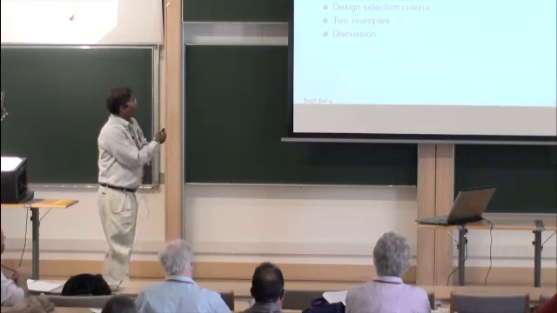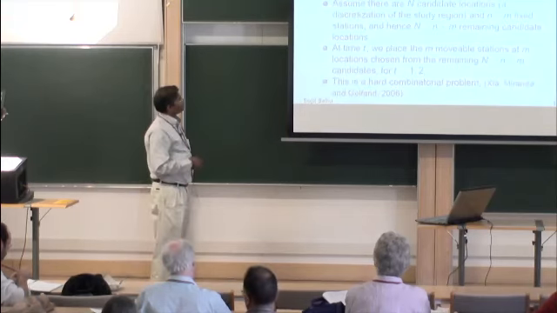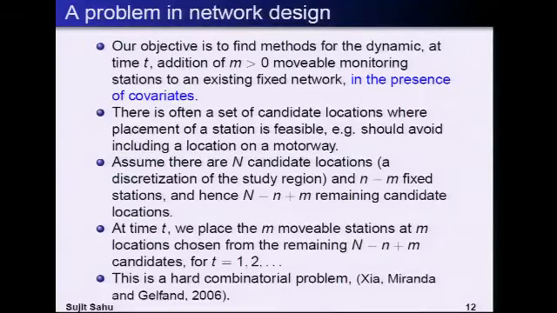And now, we will talk about the network design problem. This elaborates our setup. Our objective is to find methods for the dynamic, at time t, addition of m movable monitoring stations to an existing fixed network in the presence of covariates. The covariates are important, and we would like to find out where to put those m stations. There is often a set of candidate locations where placement of a station is feasible. For example, we should avoid locations on a motorway. If you think of continuous design, it may land up in a 3-lane motorway, so we must try to avoid that.